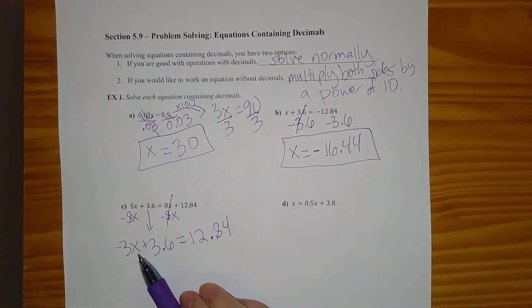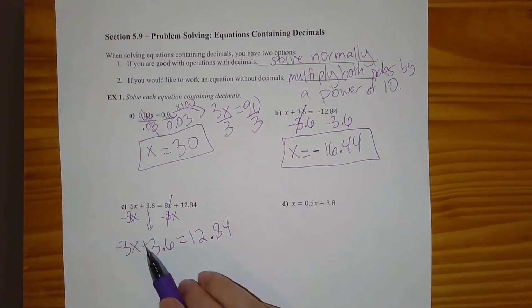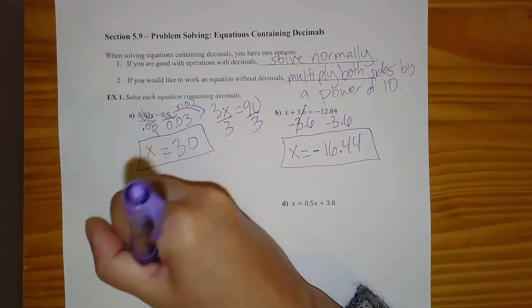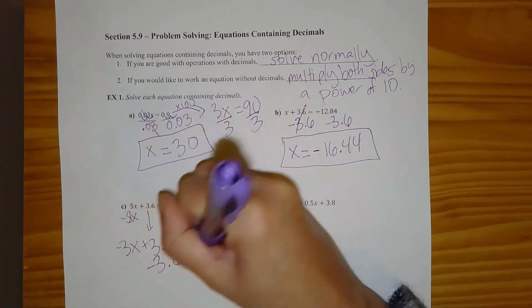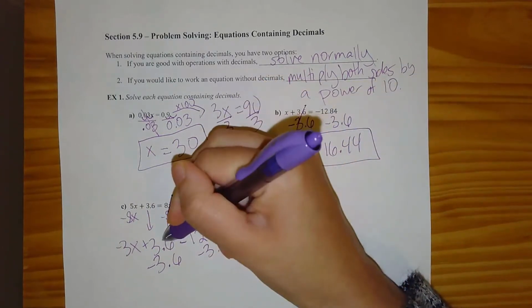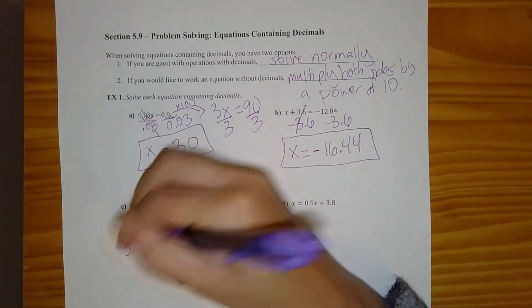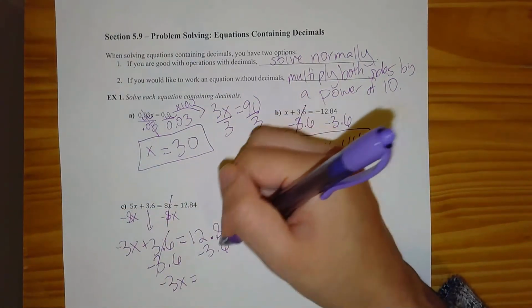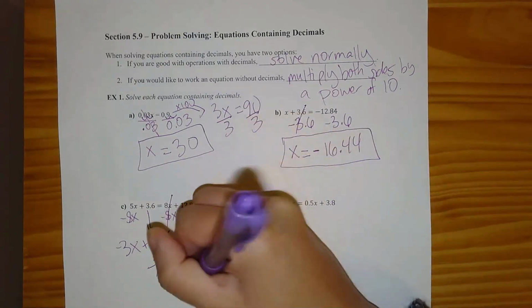Then I'm trying to get my x by itself. So I need to get rid of that -3, and I need to get rid of the 3.6. Technically you could get rid of either one, but it's a little bit easier to get rid of addition or subtraction first, before you go dividing everything by -3. So it is added, so the opposite of addition is subtraction. I'm going to subtract 3.6 from both sides. 3.6 minus 3.6 is 0, so we're just left with a -3x on the left side. 12.84 minus 3.6 would be 9.24.